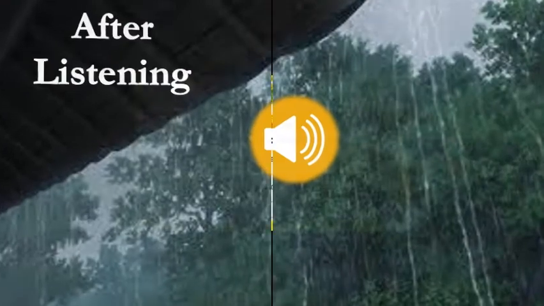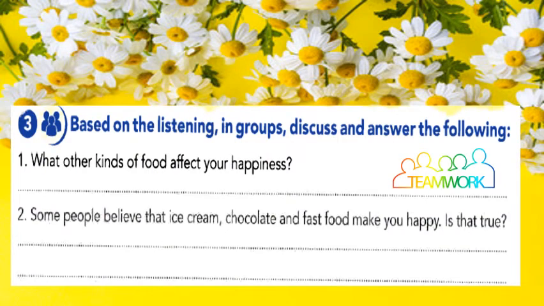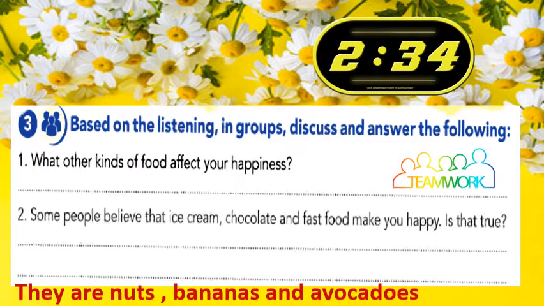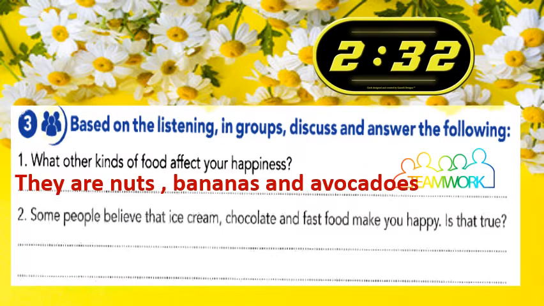Now, after listening, my dear students, exercise 3, based on the listening. In groups, discuss and answer the following. Number 1, what other kinds of food affect your happiness? From listening, do you remember what other kinds of food affect your happiness? Try to think, try to say the answer. Yes, that's right. They are nuts, bananas, and avocados.